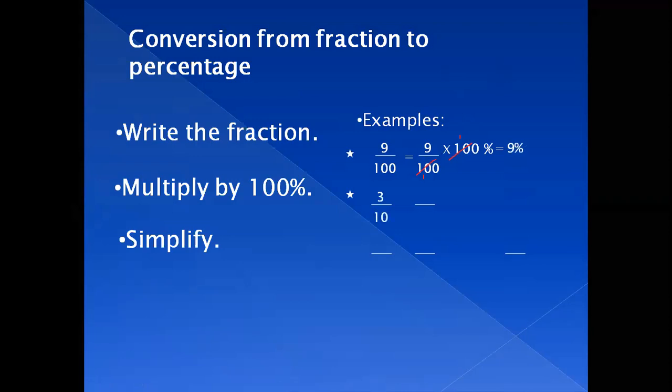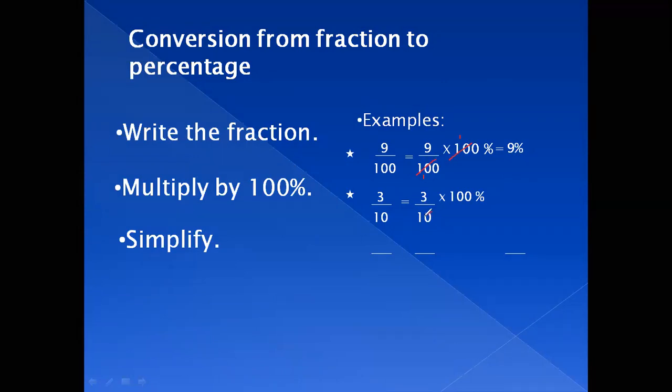Now the next question, that is 3/10. 3 out of 10. We will multiply this fraction by 100 and then we will do the simple step, that is cross simplification. 10 ones are 10 and 10 tens are 100. Now what is left behind? 3 multiplied by 10. So 3 by 10 will give you 30. 30% is the answer.